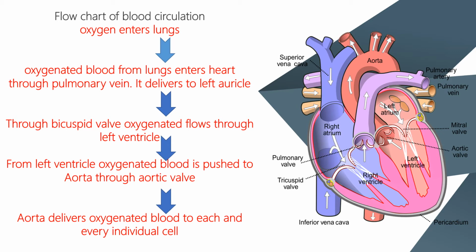Once the blood flows to the left ventricle, the bicuspid wall closes, and it prevents the backflow of the blood to the left auricle. Once the left ventricle is completely filled with oxygenated blood, the aortic wall opens and the oxygenated blood is pushed to the aorta. The aortic wall makes sure that it won't allow the backflow of the oxygenated blood to the left ventricle. Then the aorta delivers oxygenated blood to each and every individual cell of the body.